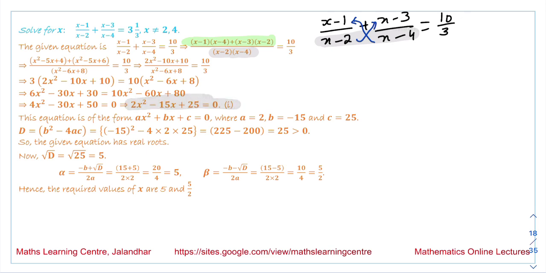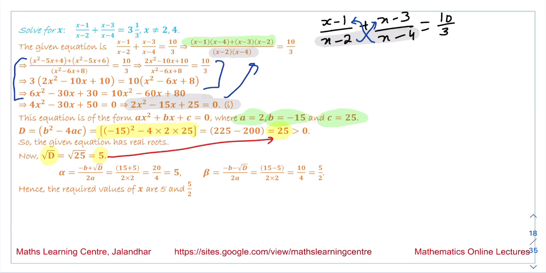When you solve all these terms, this calculation, these are shown over here, and this becomes a quadratic equation in this form. On comparing it with the standard form, we get a is equal to 2, b is equal to minus 15 and c is equal to 25. So the value of d we get is b square minus 4ac, that is 25, and square root of d will become 5.